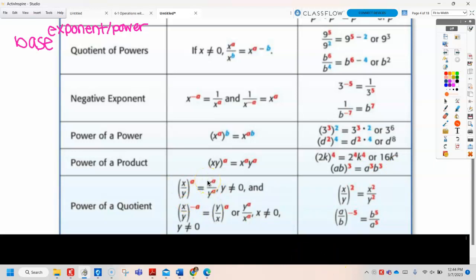And that's the same if it's outside and they're being divided inside. So if they're dividing inside and it's to a power outside, the power goes to both, or every term in the numerator and the denominator.